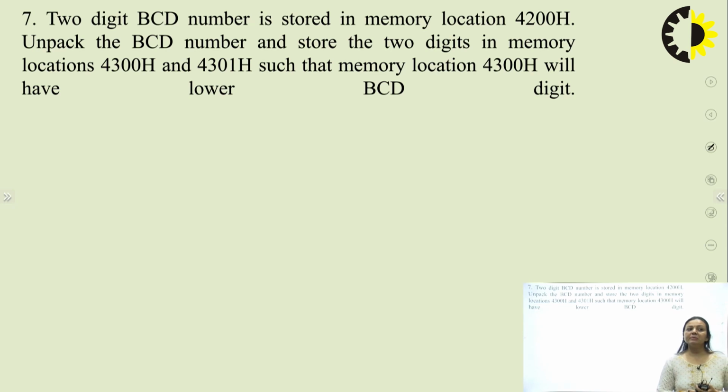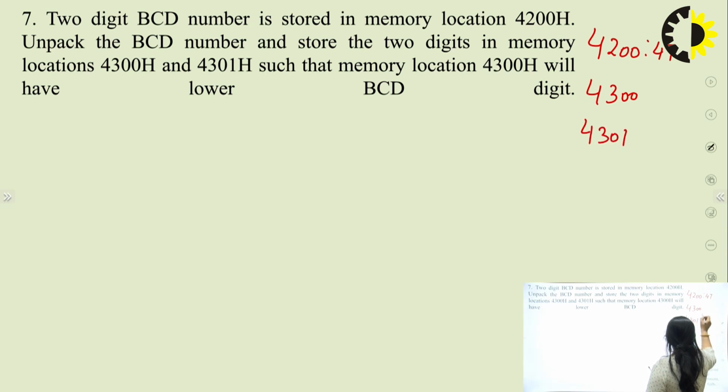Now a 2-digit BCD number is stored at location 4200H. You have to unpack the number and display the digits at 2 locations, such that 4300H has the lower BCD digit. So this time at location 4200, I have got the number 47, and at locations 4300 and 4301, I have to display the unpacked digits. So 4300 should have the lower digit, 07 and 04. This is the output I expect from this program.